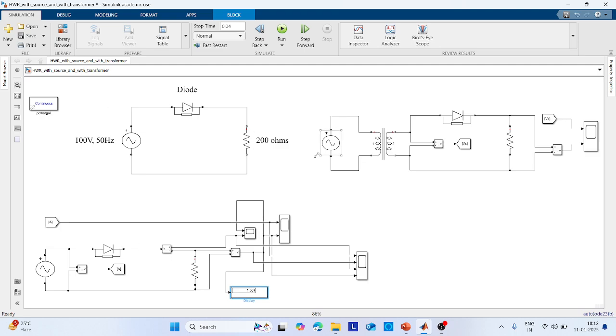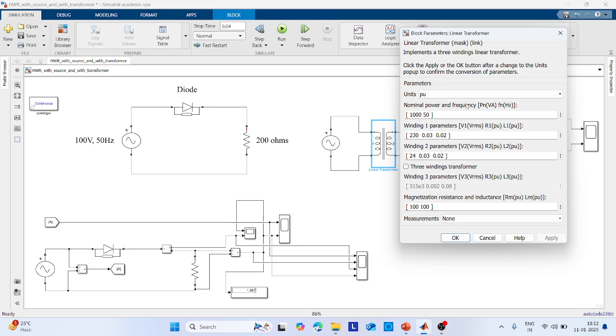For this half wave rectifier, in some other tests you can also see the input is shown in transformer form. Here I have taken a linear transformer with the parameters of a linear transformer. I'm just displaying it over here. You can make a note of this. There you can see the nominal power and frequency, in volt amperes and hertz rating. Just take these values in order to solve in a better way.